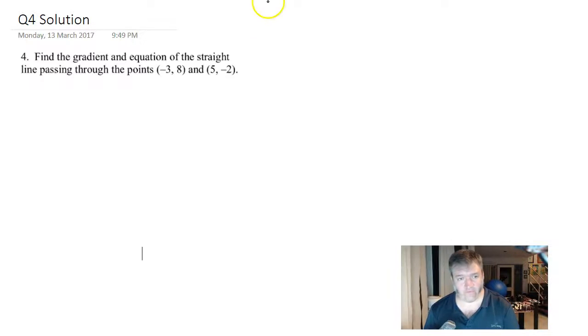Alright, so back with question 4 here. Here we want to find the gradient and equation of the straight line passing through the points -3, 8 and 5, -2. Just be careful here.